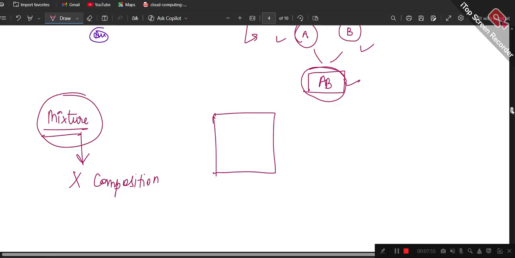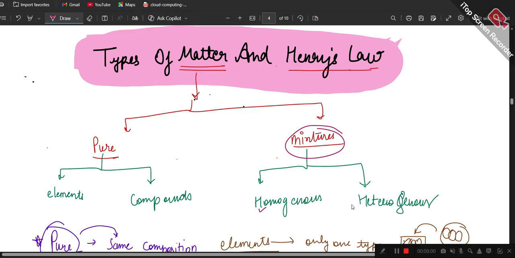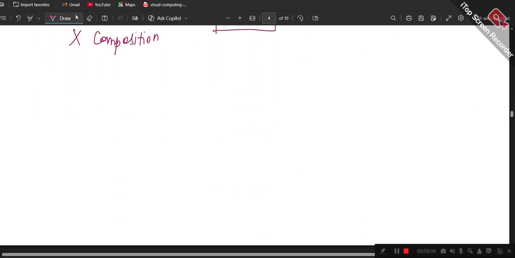Now we have seen here that it is further classified into homogeneous and heterogeneous. So now let us focus on homogeneous and heterogeneous. When I talk about homogeneous, as the name suggests again, homo means same. In this particular sense, you can say that it is uniformly distributed.